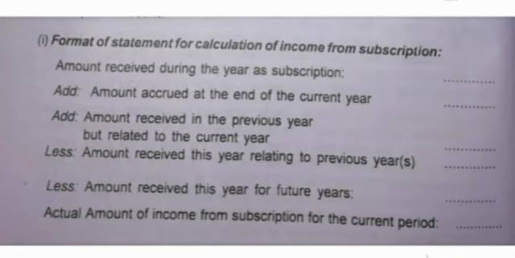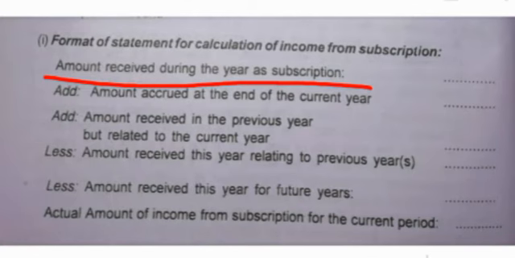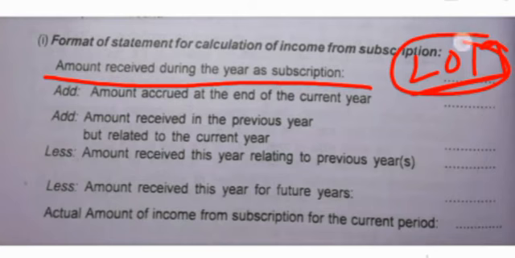The first one, we have to record the amount received during the year as subscription. With that we have to add the amount accrued at the end of the current year. That means if we are preparing it for 2019, then at the end of 2019, whatever amount we have earned, that we have to record. That means we have to add that, even if it is outstanding. Accrued income but not received. Accrued means we have earned it but not received. Therefore, if it happens at the end of the year, we have to record it because it is for 2019.